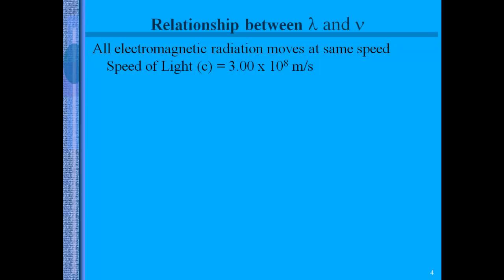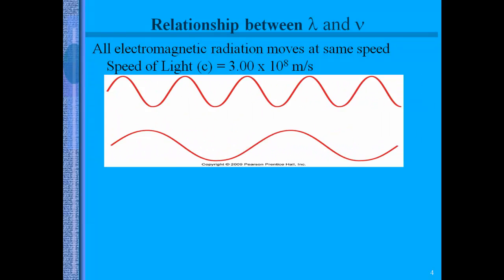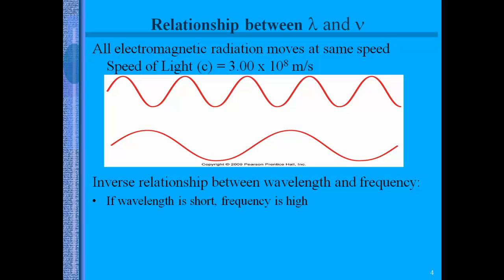There's a very specific relationship between wavelength and frequency. All electromagnetic radiation moves at the speed of light, so it all moves at 3.00 times 10 to the 8th meters per second. If we look at two waves, or sections of waves, you will notice an inverse relationship. In the first wave, we have a very short wavelength, but there's more waves in that segment, so it has a higher frequency. The bottom wave, or the second wave, has a very long wavelength, and there's fewer waves in that segment, so it's a low frequency.